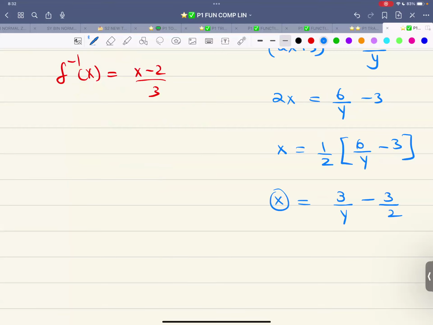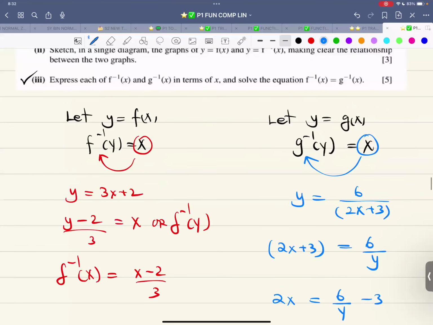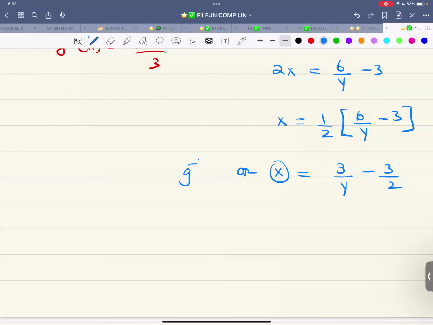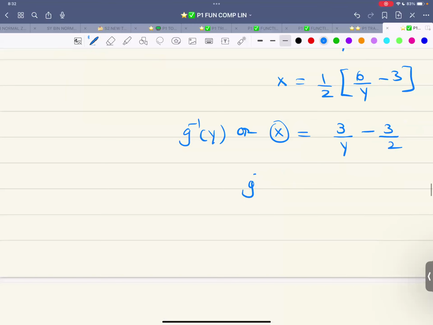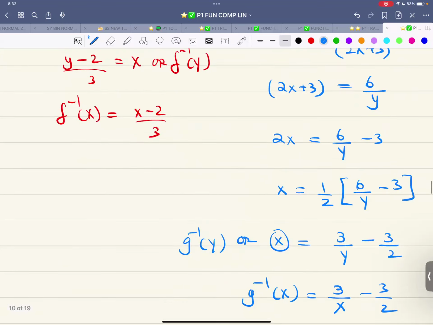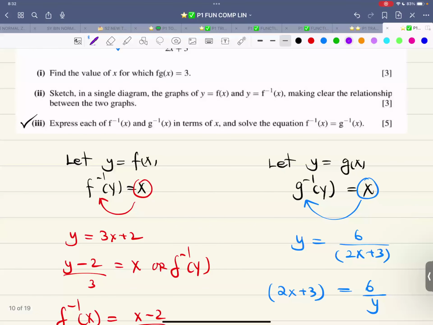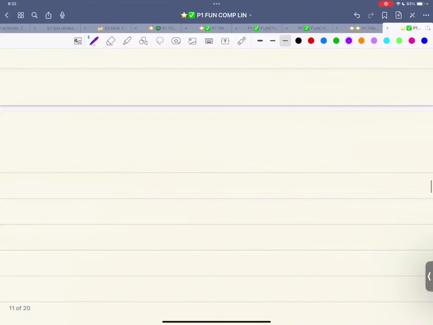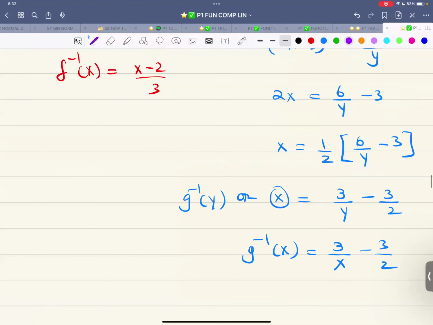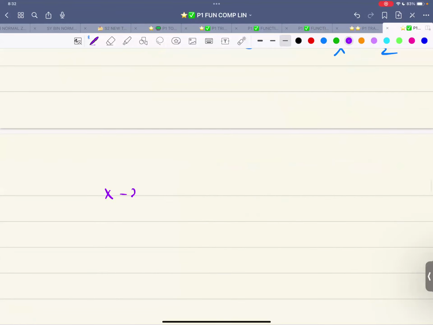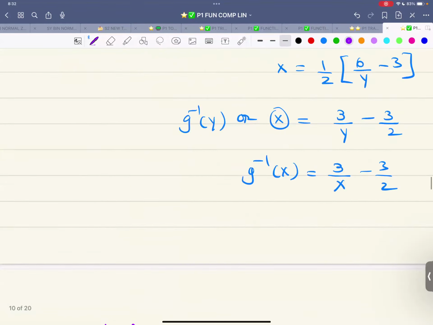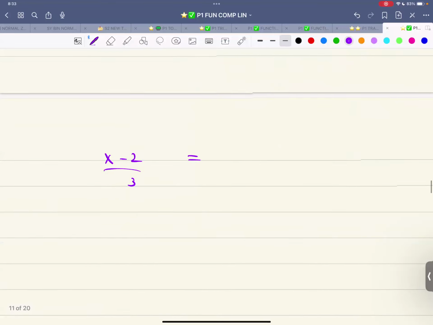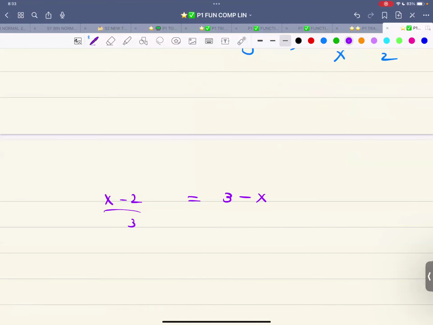This is x, but what is x equal to? x is g inverse y. And then we can write g inverse x equals 3 over x minus 3 over 2. Similarly, f inverse x is this thing. They're asking us to equate these two: f inverse equals g inverse. So just equate the two. The red one, (x minus 2) over 3, equals the blue one, 3 over x minus 3 over 2, or we can write (3 minus x) over 2.